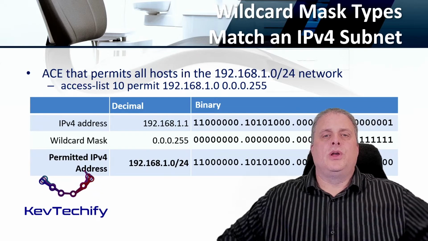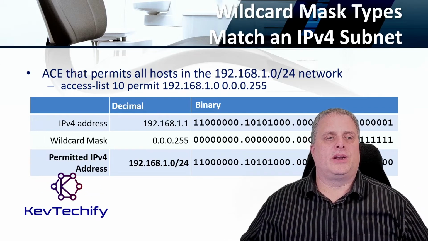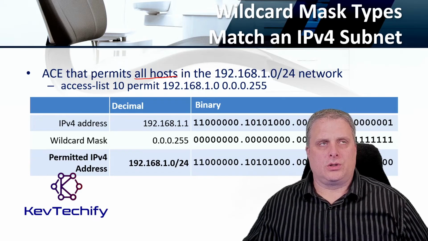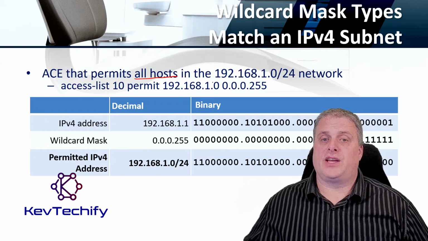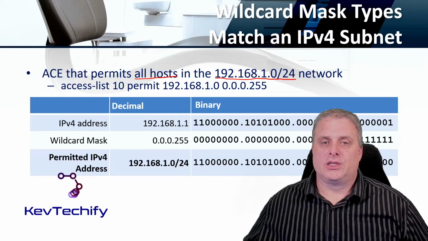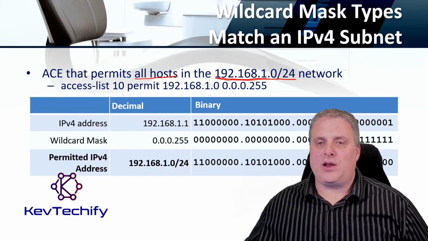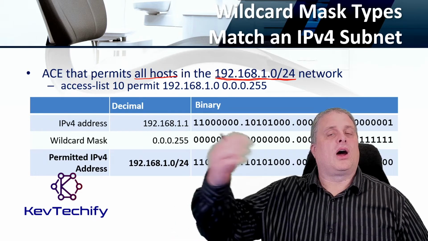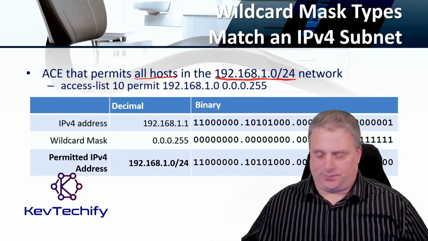In this example, we're going to create an access control entry that permits all hosts. So it's a range of addresses in the 192.168.1.0/24 network. They give us a network address. If that host resides anywhere on here, we should permit it to go through our access control list.